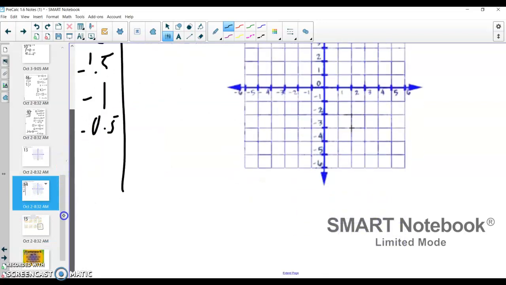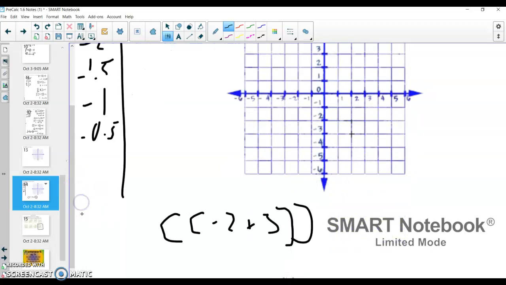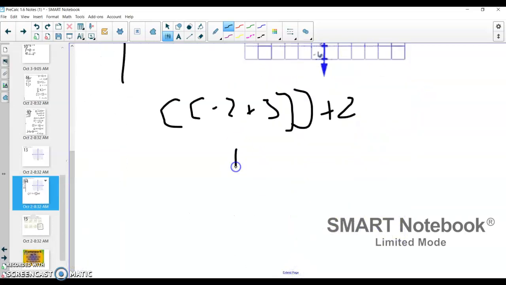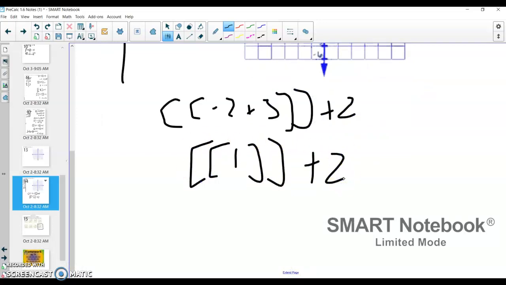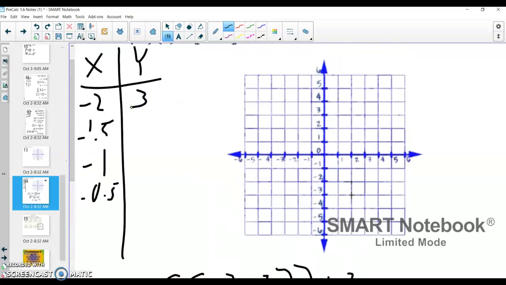So I'm going to plug in -2, double bracket, -2 plus 3, and on the outside is a plus 2. That's going to give me 1 in the double bracket. We're not going to round that up or down, so that's just 1 plus 2, and that's going to give me 3. So -2, 3 is a point.